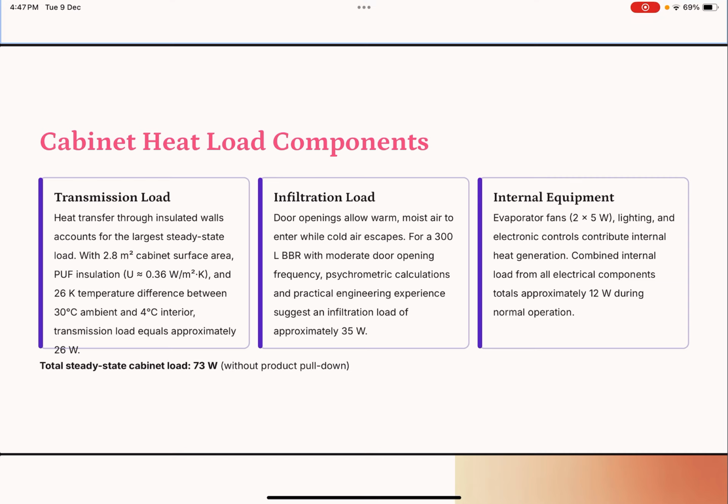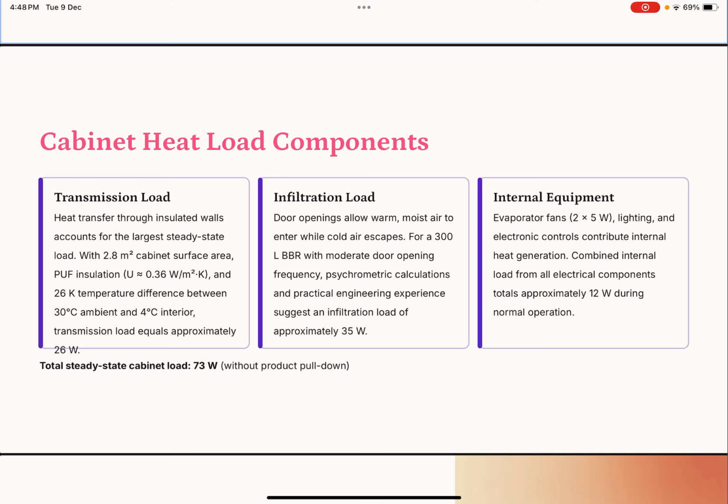Let us take the calculation of transmission load. For transmission load, you calculate using the expression U, which is the overall heat transfer coefficient, into A, which is the surface area, into the temperature difference delta T. The temperature outside the cabinet you can take as 30 degrees centigrade, and we had already mentioned that inside the cabinet we are maintaining the blood at 4 degrees centigrade. So the difference between the outside and inside is 30 minus 4, which is 26 degrees centigrade or 26 Kelvin.